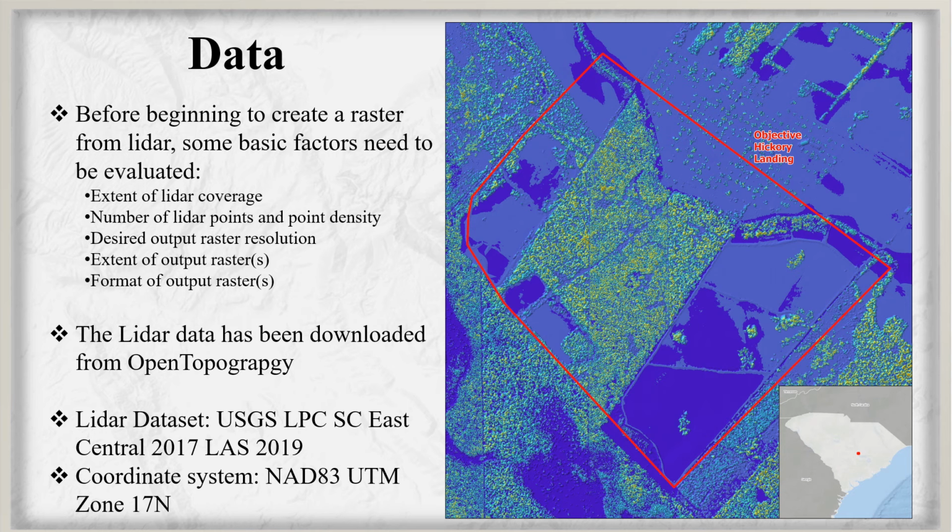The data to be used will be LiDAR datasets that were downloaded from OpenTopography. The LiDAR dataset downloaded was the USGS LPC South Carolina East Central 2017 LAS 2019. Before beginning to create a raster from LiDAR, some basic factors need to be evaluated: the extent of the LiDAR coverage, the number of LiDAR points and point density, the desired output raster resolution, the extent of the output raster, and the format of the output raster.